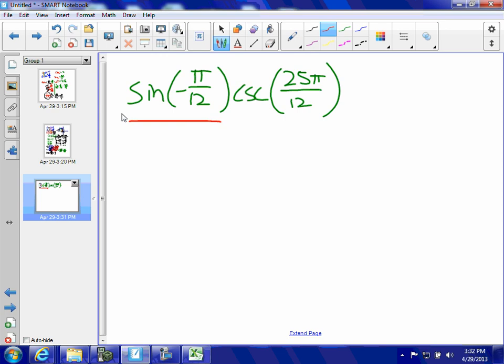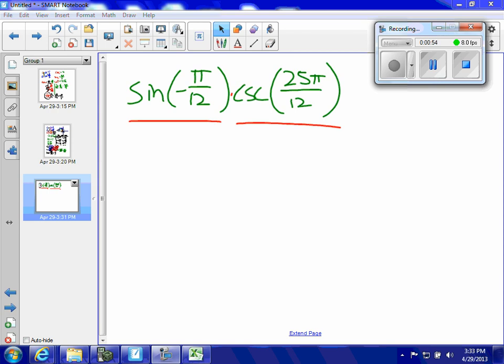There's a specific value to the sine of the angle negative pi over 12. And I'm multiplying that by the cosecant of 25 pi over 12, which again is just a number. So it's just a multiplication problem, and I want to use my identities and my properties of trigonometric functions in order to find the answer without having to use my calculator.